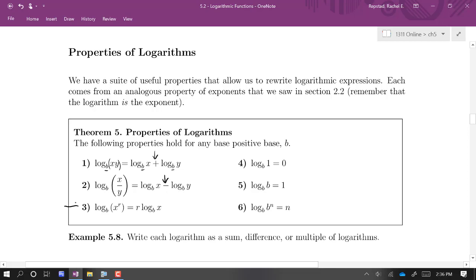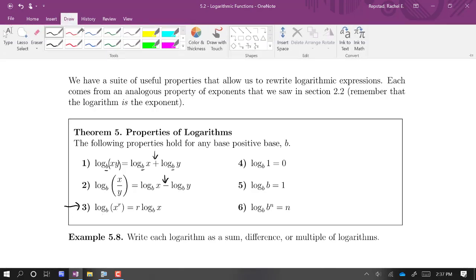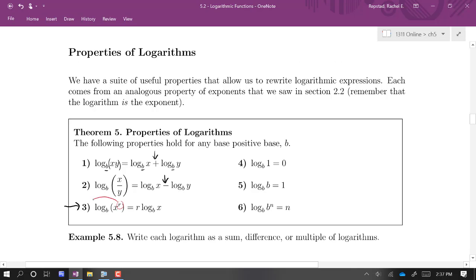And then this one here is probably my favorite property. It tells us that if we are raising the argument inside to a power, so I've got log base b of x to the r, I could take that exponent and bring it down in front as a factor in front of the log. So these are what we would call arithmetic properties, how we rearrange the algebra of the logs themselves.